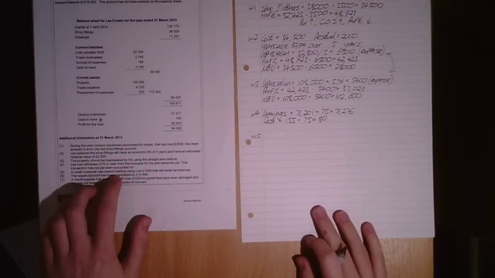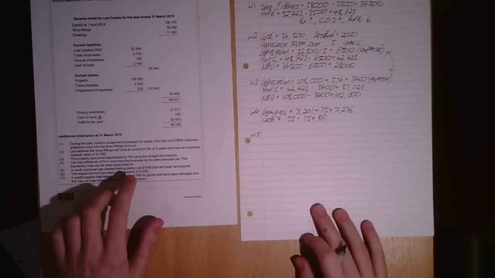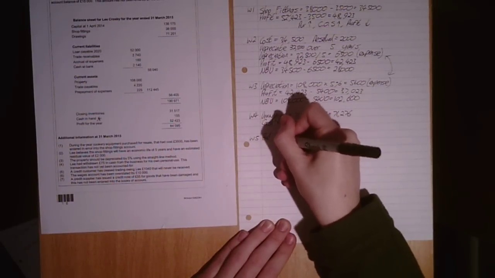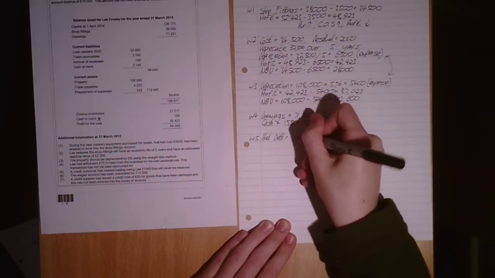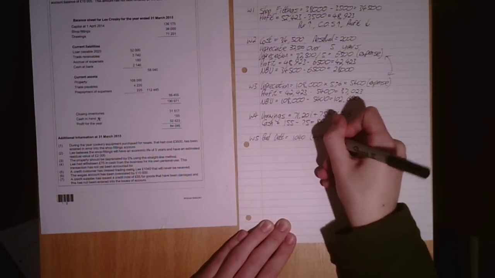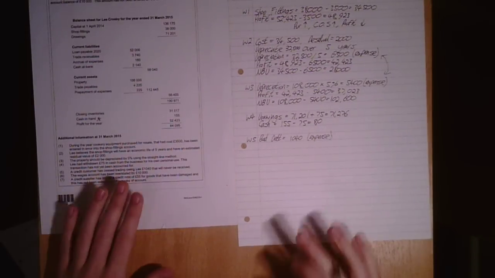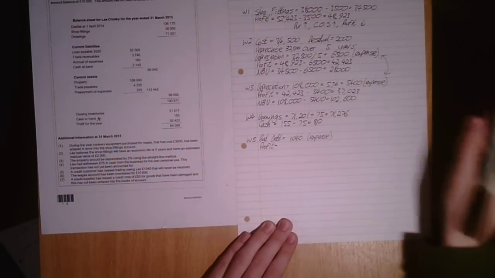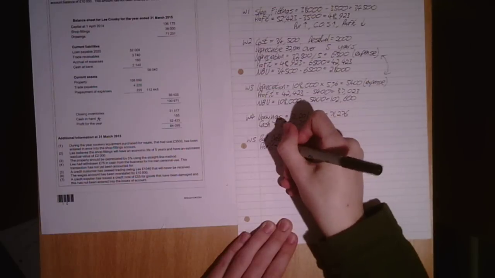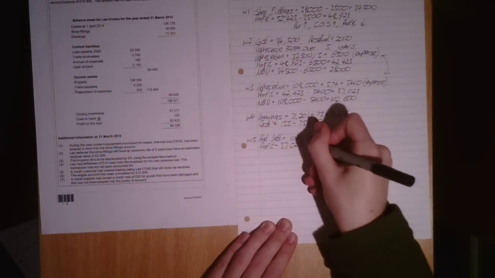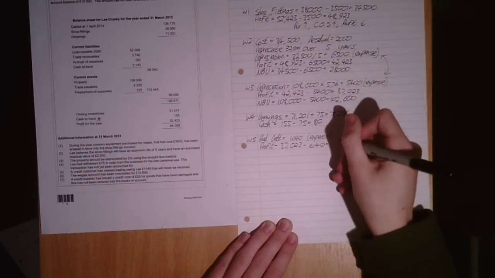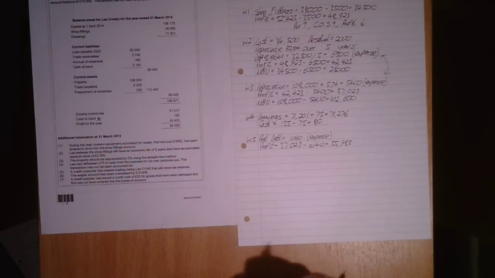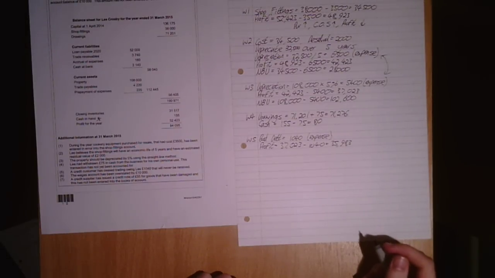W5, a credit customer has ceased trading, owing Lee some money that will never be received. What's that? That's a bad debt. We all know that. So bad debt equaling 1040. What's that? It's an expense. What does an expense do? It decreases profit. You see again how this domino effect works. So take my latest profit figure, which is 37,023. Take away 1040. And we're going to get 35,983.